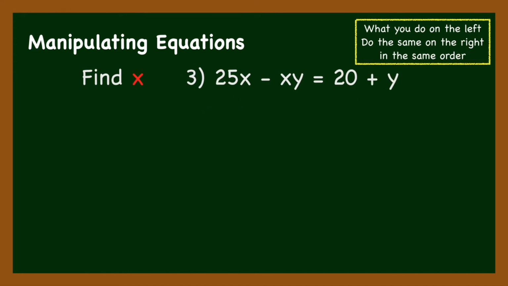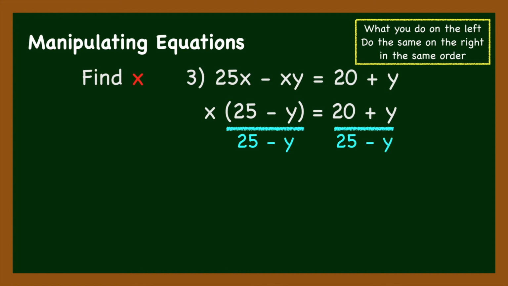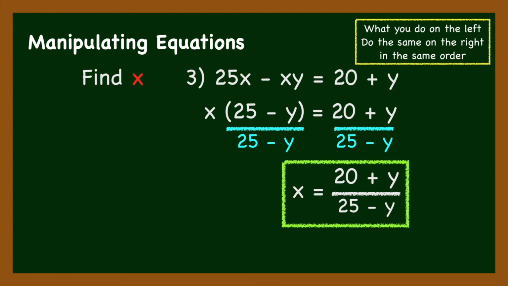Let's try it again with a slightly different question. So now we have 25x minus xy equals 20 plus y. So first step, I will factor out x. So now it's x times (25 minus y), which is equal to 20 plus y. So what will I divide both sides with? So I just divided by (25 minus y), and I get my answer, x equals (20 plus y) over (25 minus y). Are you having fun so far? I hope you're starting to find it easy.